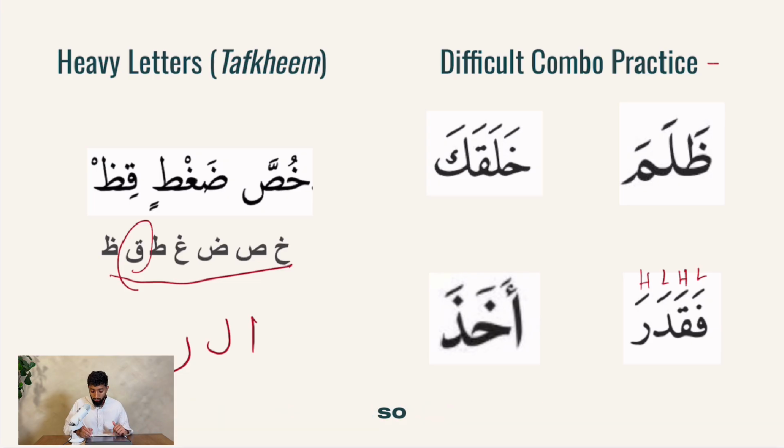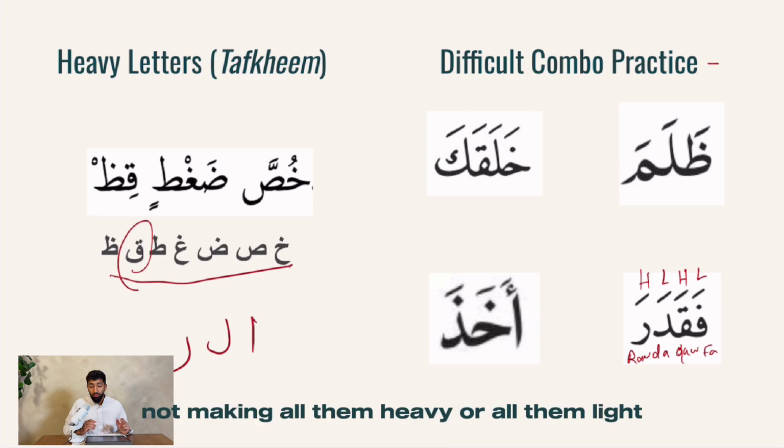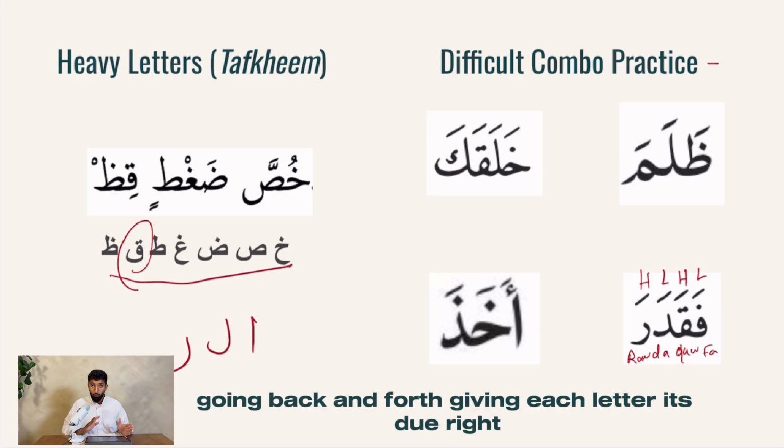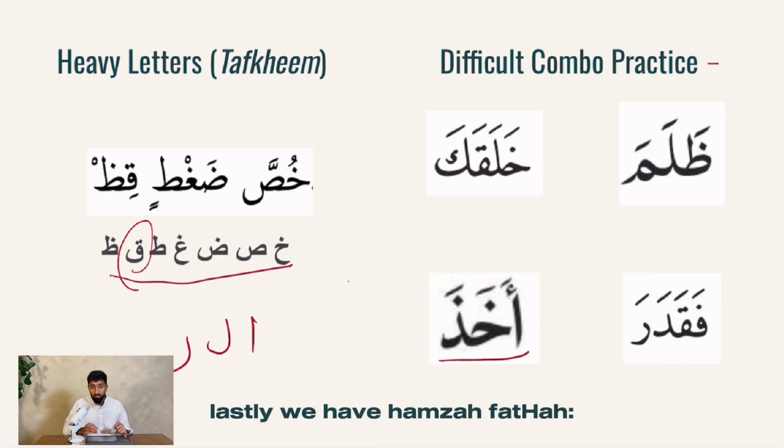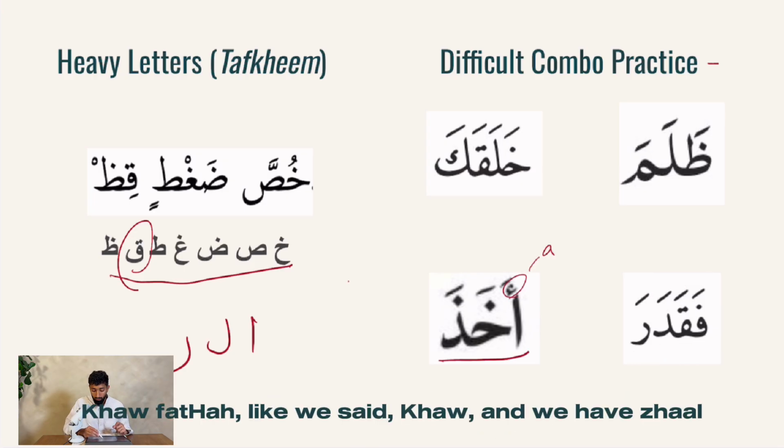So here it's heavy. So fa fatha fa, qa fatha qa, qa heavy, dal fatha da, and ra fatha ra. So putting it all together, fa qa da ra, faqadara. Not making all of them heavy or all of them light, going back and forth, giving each letter its due right. Faqadara.